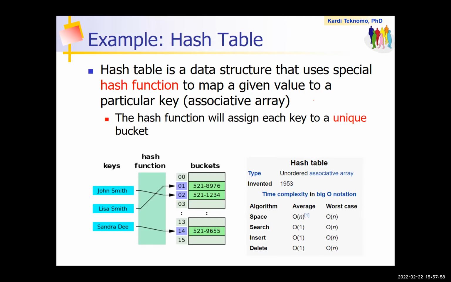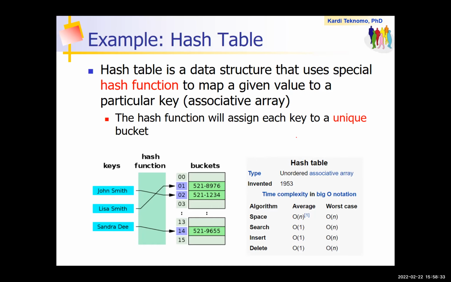Okay, and then using a hash function, for example, it will assign to a certain bucket. So using a hash table, it will become very efficient in terms of searching, insert, and delete because it's O(1). That means very fast. The worst case is O(n). But in terms of space, it takes a lot of space, which is O(n).